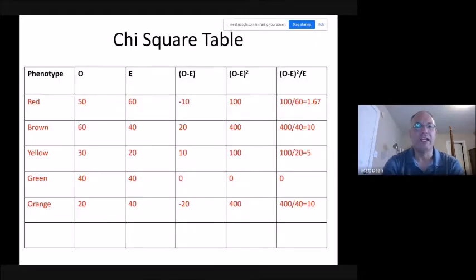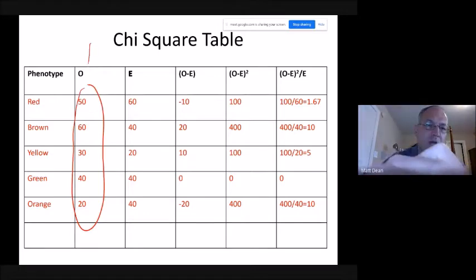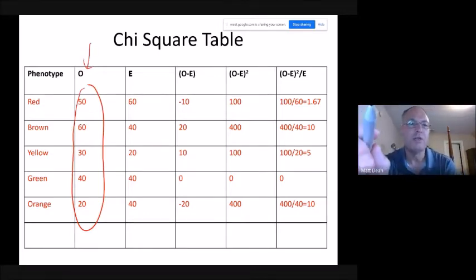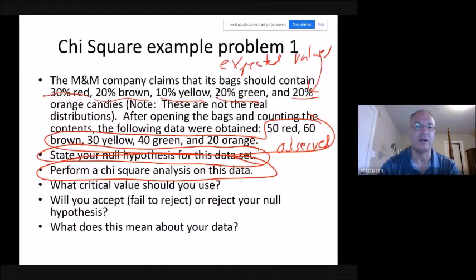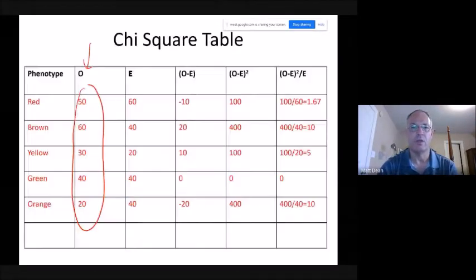All right, so I've already done the work here in a table. So let's talk about what I did here. This set of numbers here in the O column, those are the observed data. It's what you got when you did the experiment or you counted, in this case, the M&Ms. Simply copy those off the previous slide: 50, 60, 30, 40, 20.